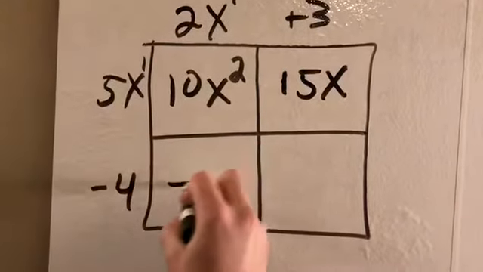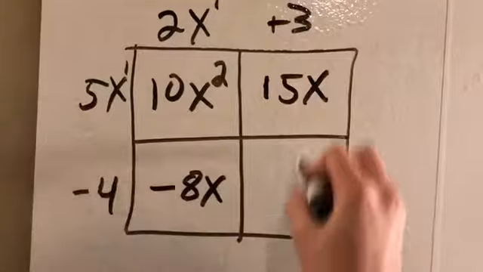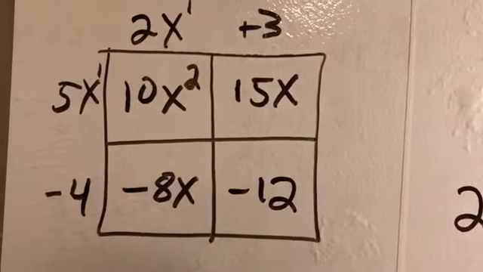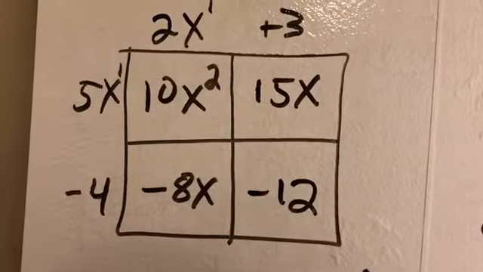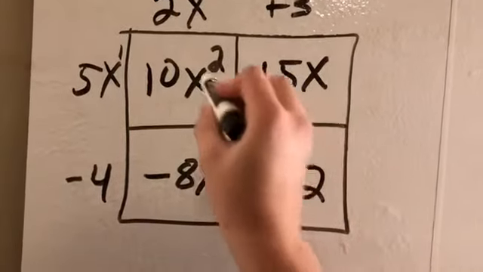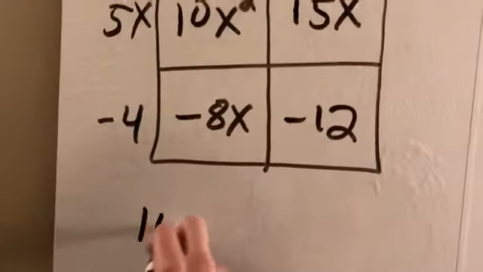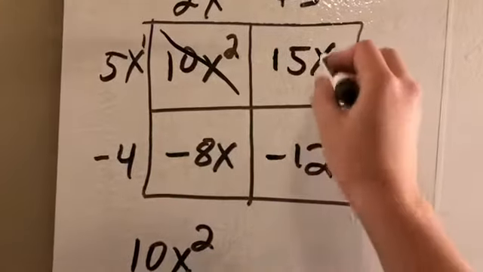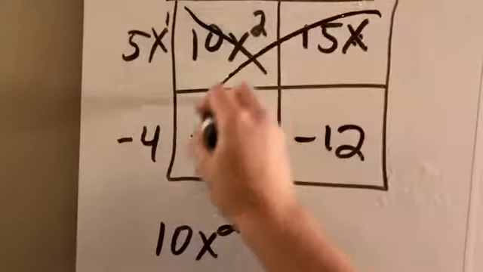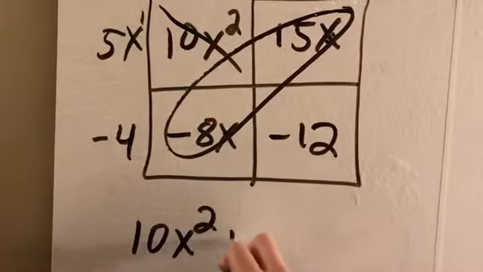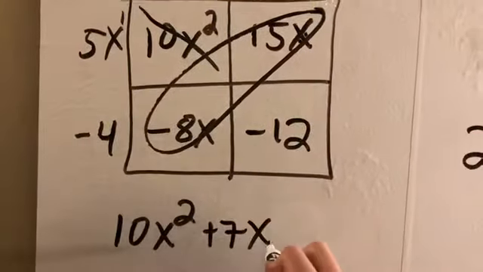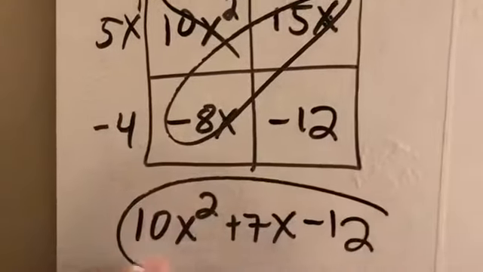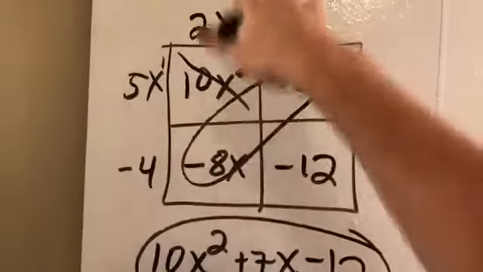2x times negative 4 is negative 8x. 3 times negative 4 is negative 12. Combining like terms must be the same variable and the same exponent. I only see one x squared in my options, so 10x squared comes into my final answer. Both of these have regular x. 15x minus 8x is positive 7x. And negative 12 is the only normal number. So that would be our final answer here. That's what we were doing, okay?